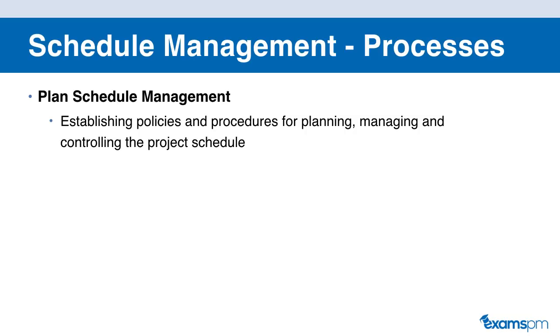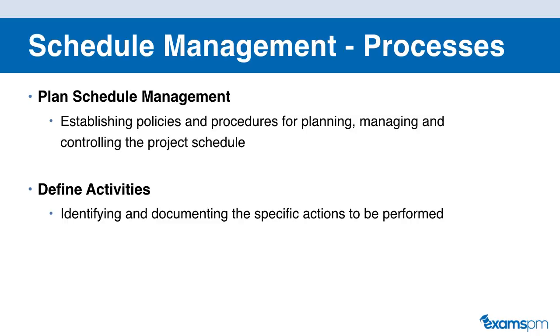Now, once you have your approach ready, then you're ready to define your activities, which is where you're identifying and documenting the specific actions you need to perform in order to accomplish the project's objectives. Now, activities is at the lowest level. So in the previous knowledge area, scope management, we created our work breakdown structure. The lowest level of the work breakdown structure is a work package, and you will further break down these work packages into activities that can be accomplished by your team members.